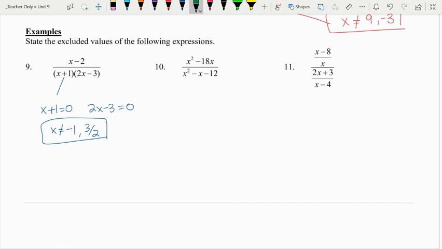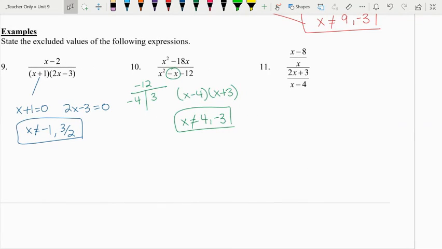Number 10, we would have to factor first. If you factor, first times last is negative 12. And two numbers that multiply to negative 12 and add to negative 1 would be negative 4 and 3. So if x minus 4 and x plus 3 are in our denominator, that means x cannot equal positive 4 and negative 3.